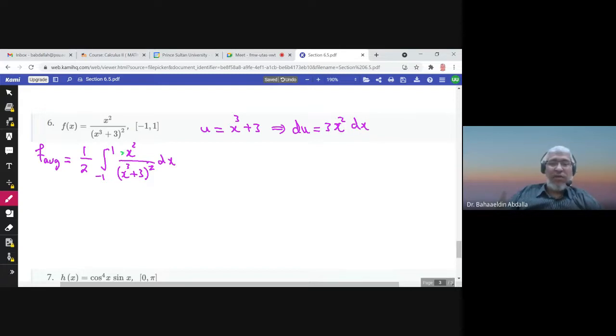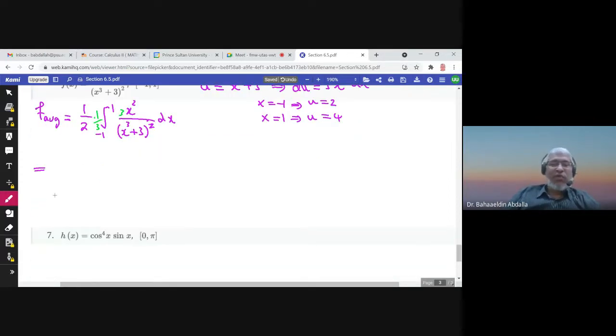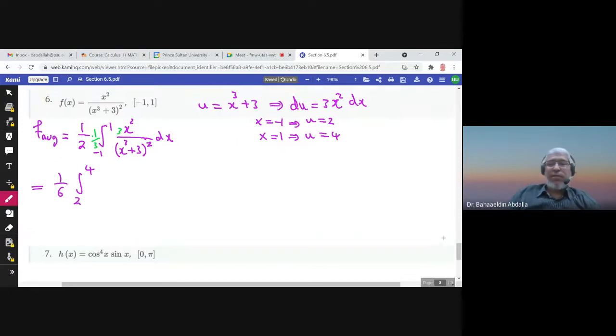So I must have 3 here. So I put it here and I multiply by 1 over 3 outside. And I need to change the x values to u values. So if x is negative 1, u would be -1 plus 3, u would be 2. And if x is 1, 1 to the power 3 plus 3, so u would be 4. So f average would be equal to 1 over 2 times 1 over 3, which is 1 over 6, and -1 will correspond to 2, and 1 corresponds to 4. 3x squared dx is du, x cubed plus 3 is u, and there is a 2 here.